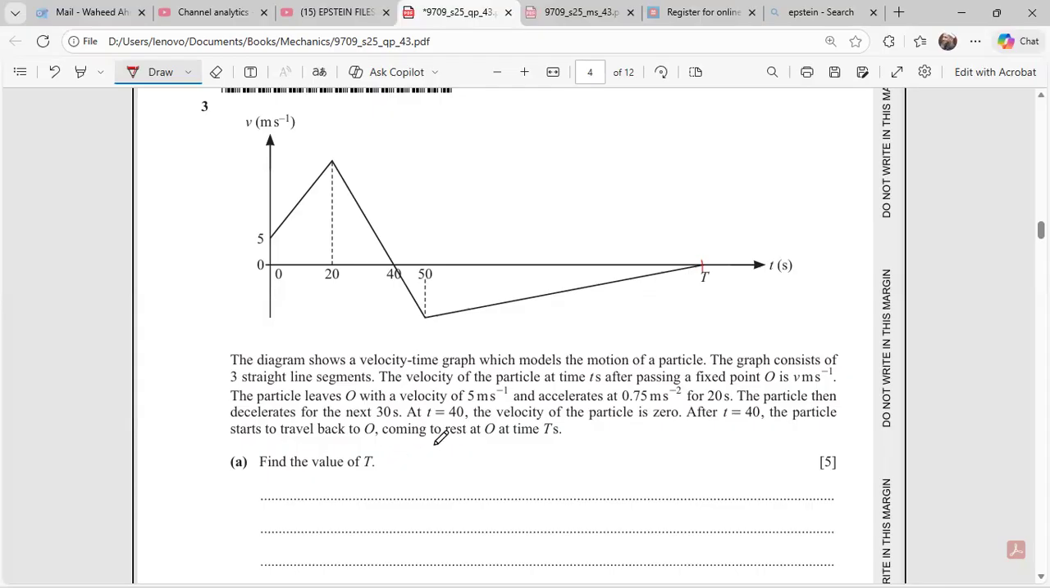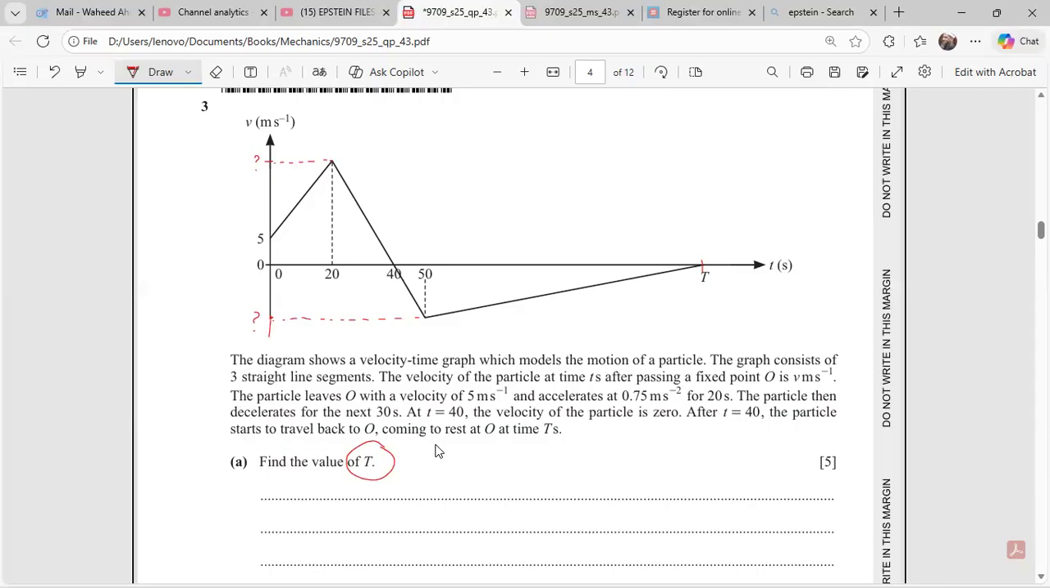We have to find the value of this capital T, which is not given to us. The key point is that the total areas have to be equal. Now there are several things missing. We don't know how much this value is. If we want to calculate the area, we need to know this value, and similarly this value. Unless we know these values, we cannot find the total area.